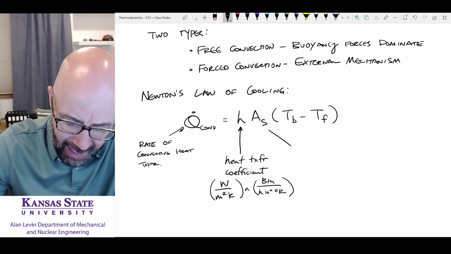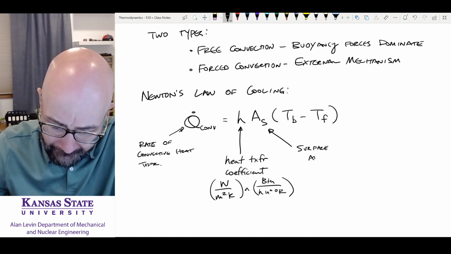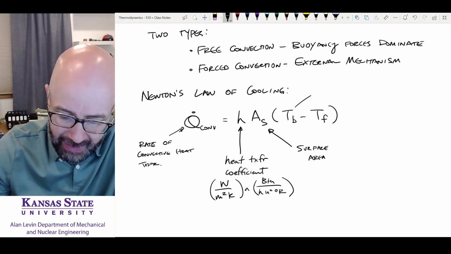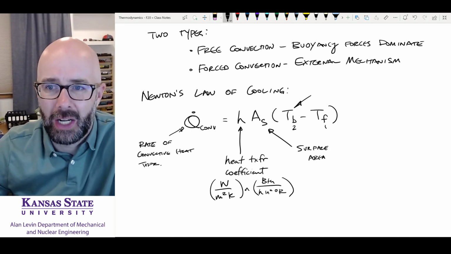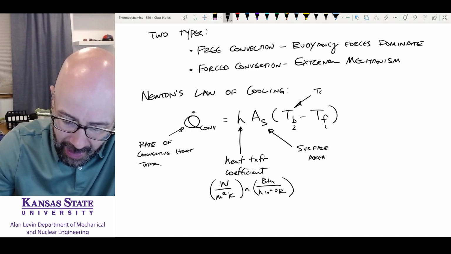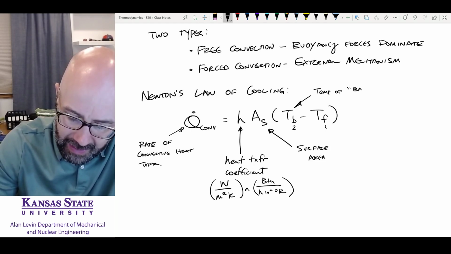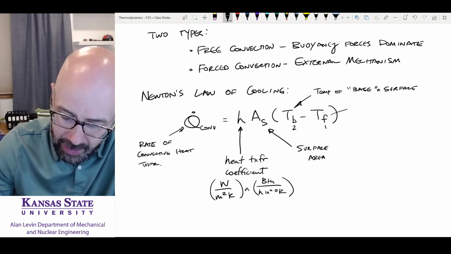All right. A_s is going to be the surface area as well. Okay, and T_b and T_f. What I'm going to call this T_b is, I could do this T2 and T1, it really doesn't matter what I do here. I'm going to say T_b is the temperature of the base or the surface, and T_f is going to be the temperature of the fluid.